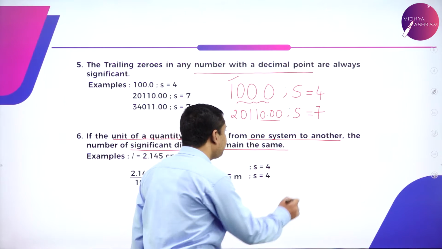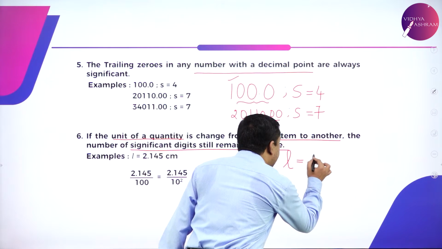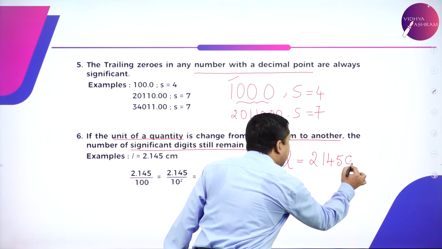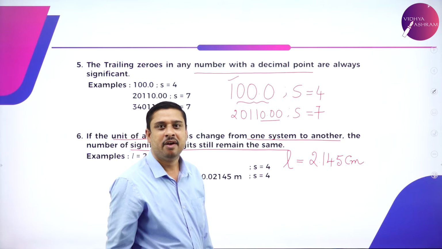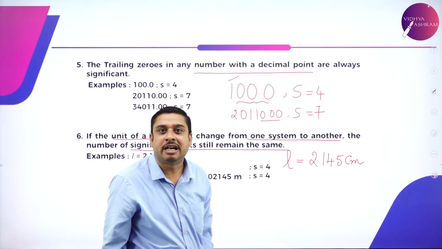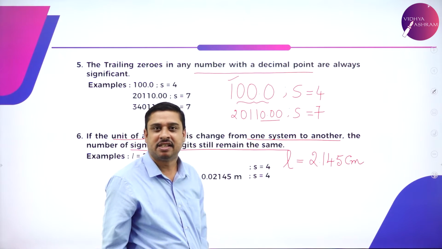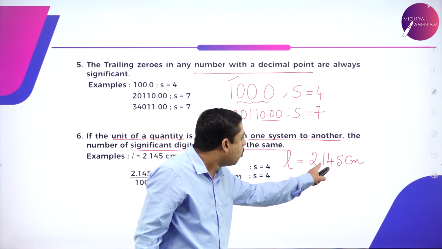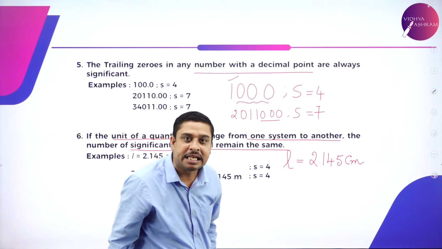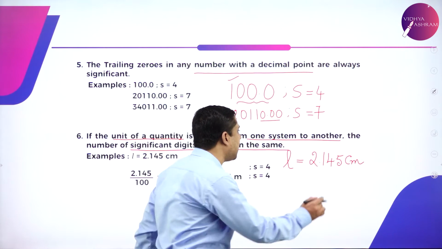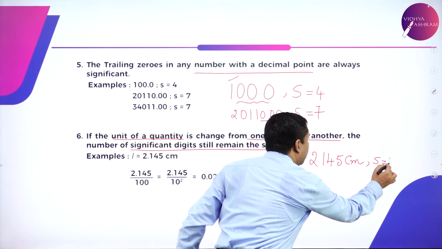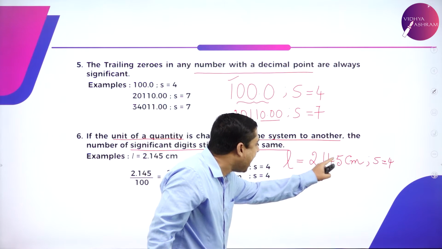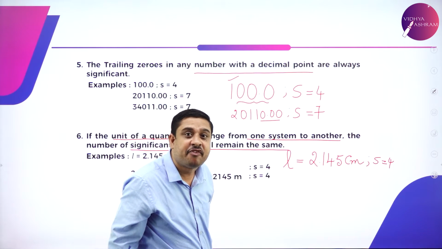See, meaning to say, suppose I measure the length of an object as 2.145 centimeter. Follow, my dear students. I have measured length in centimeters, in the CGS system. 2.145 centimeter. How many significant digits are present here? I have 4 significant digits. 2, 1, 4 and 5. I have 4 significant digits.